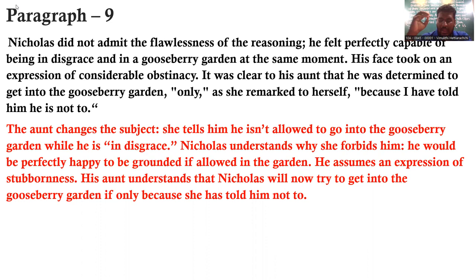So her ulterior motive, right? Whatever the motive that she suggested in her explanation, we can clearly understand. She wanted Nicholas to enter there. No hard and fast rule. You should go there, then only I can capture you. That is the idea, right?